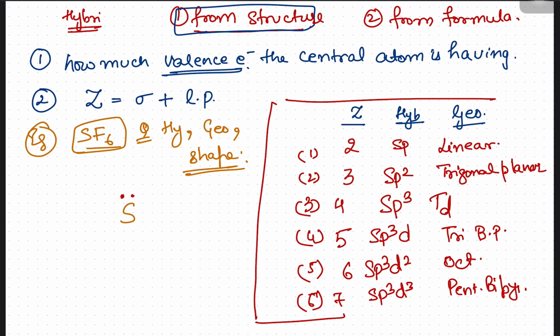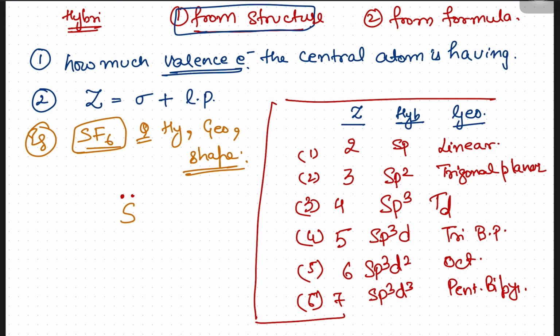Now our next step is to calculate the Z value, which is sigma plus lone pair. How many sigma bonds are there? 1 2 3 4 5 and 6. 6 sigma, 0 lone pair. So Z is 6. Now for Z equal to 6, the hybridization is sp3d2 and the geometry will be octahedral.